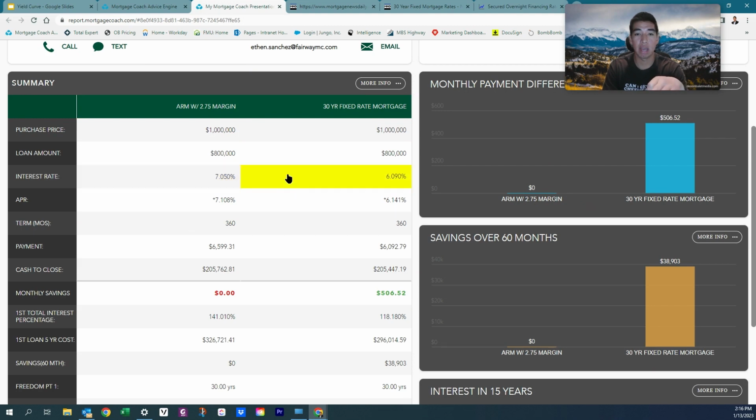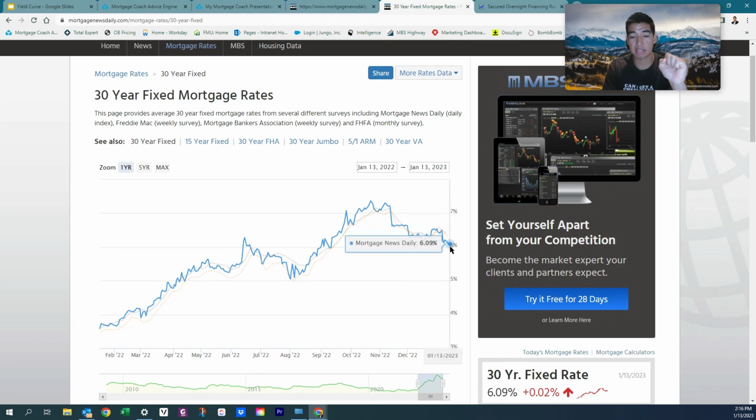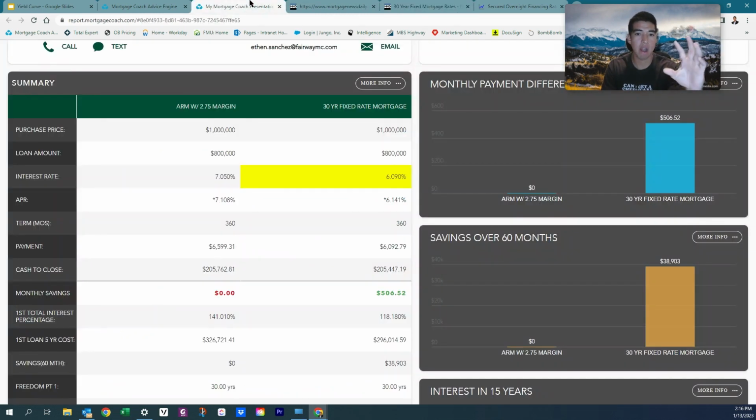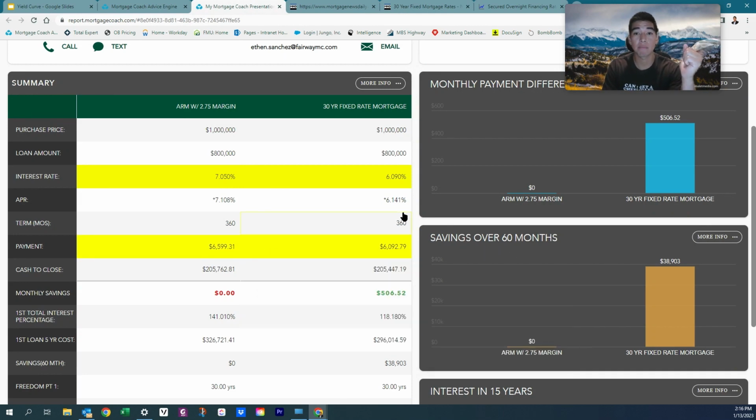Now I want to check a benchmark. I'm using the Mortgage News Daily here, and that's at 6.09%. So we can just basically take that at face value to compare apples to apples here. And this is similar to what we would see in the market right now, which makes your payment about $500 higher. And so that's something that you would want to consider if you are close to getting into the adjustable period of an ARM.